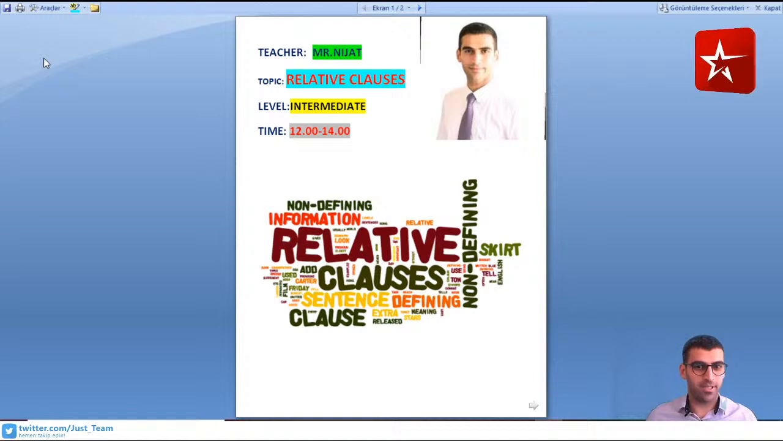Hello again, this is the second part of today's lesson. I am back here and as you know we were talking about the relative clauses in the first part of the lesson. We divided them into two groups: defining relative clauses and non-defining relative clauses, for intermediate level students from 12 to 2. We passed the first part and it's time to continue with the second part of today's lesson. So if you're ready, we can start.